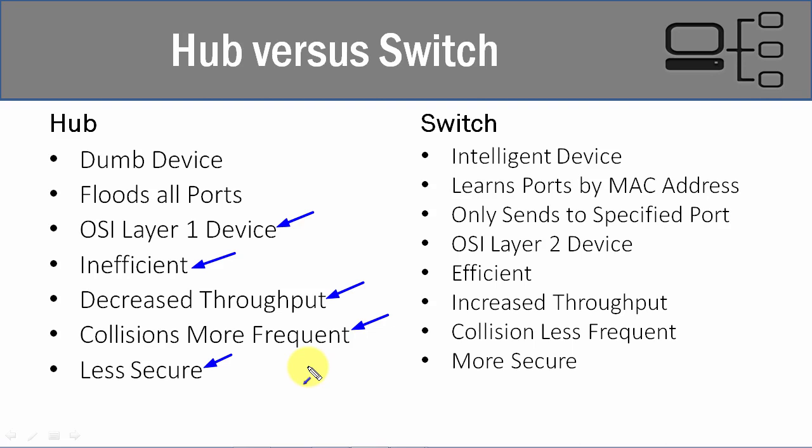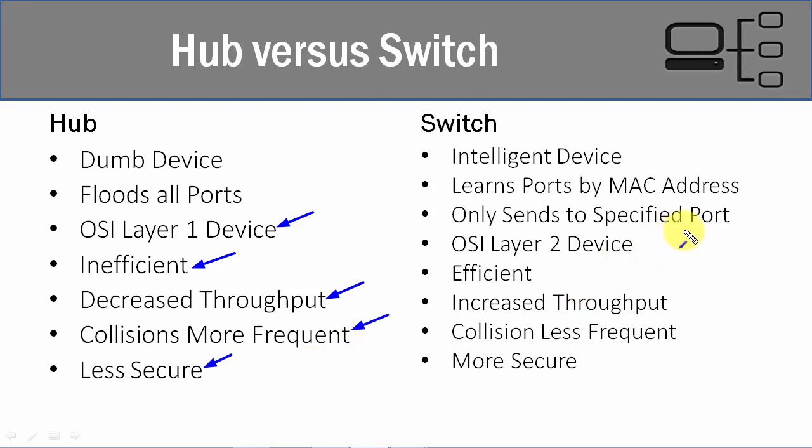Now let's look at the flip side. So now let's look at our switches. So in comparison, a switch is an intelligent device because it's not flooding the ports. It learns the ports by MAC addresses and records them in a MAC address table. And once it has that data in that MAC address table, which is very quickly, it only sends the data to where it's supposed to go. So it knows what MAC address is on which port. And so when a data packet comes in and it says, look, this needs to go to MAC address XYZ on port 2, it'll send it there.